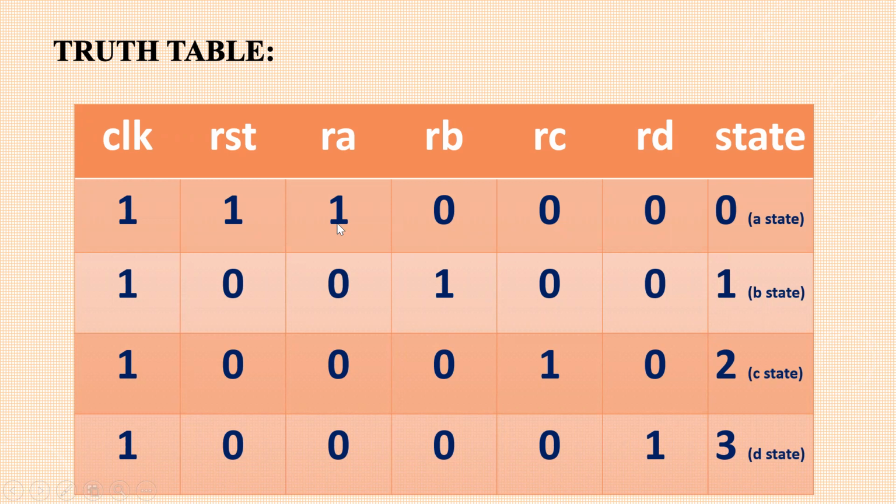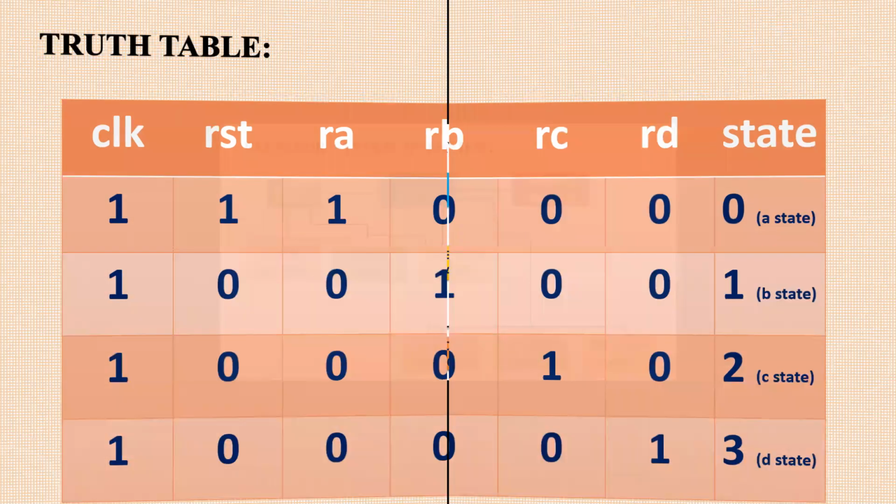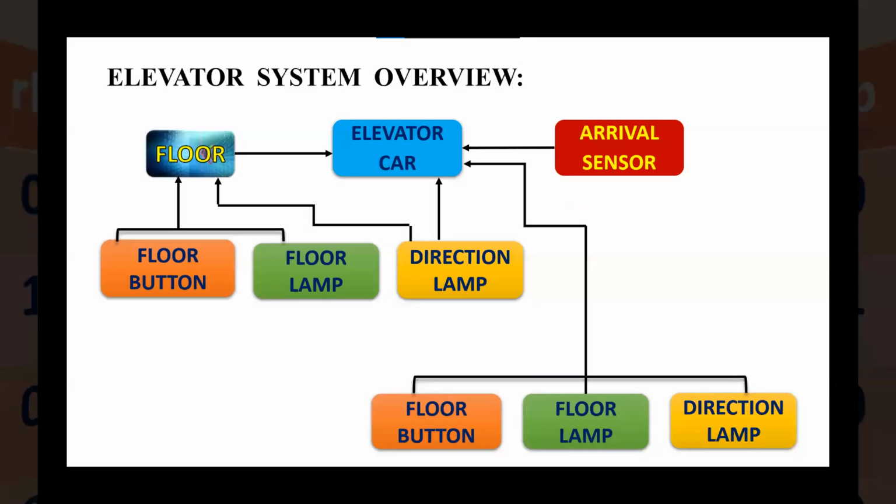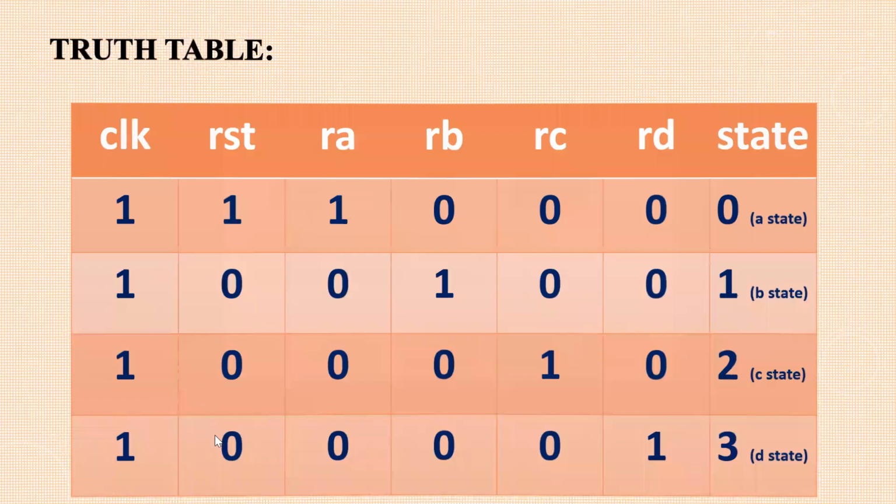And if we give a request on the B floor, then the floor will move to the B state. And if we give it from the C floor, it will move to the C state. If we give a request from the D floor, it will move to the D state. And the reset should always be 0. If it is set to 1, it will move to the initial state.